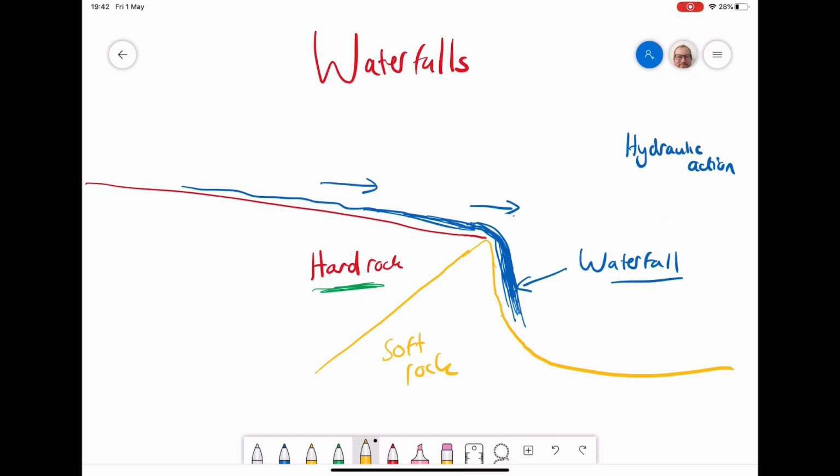This water falling over the sheer drop continues to erode through the pure force down in this area below, through the process of hydraulic action. And what it eventually creates is something called a plunge pool.